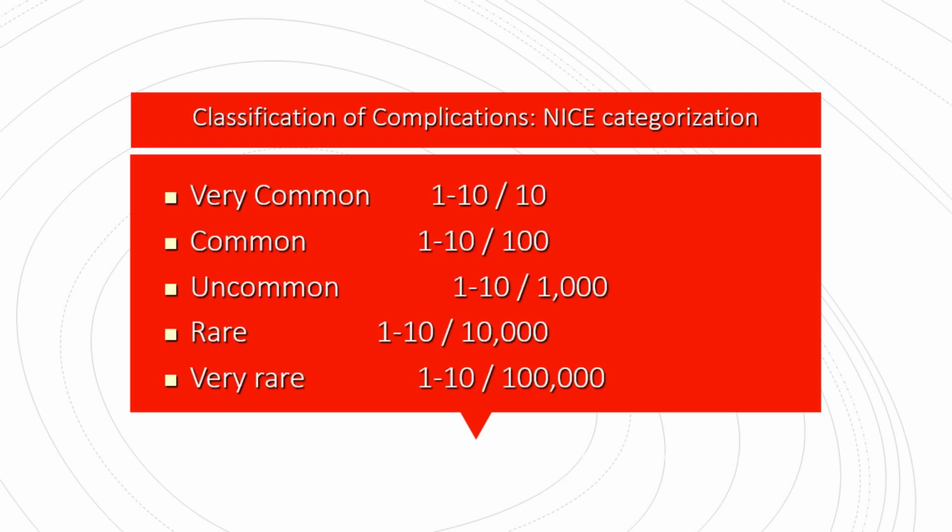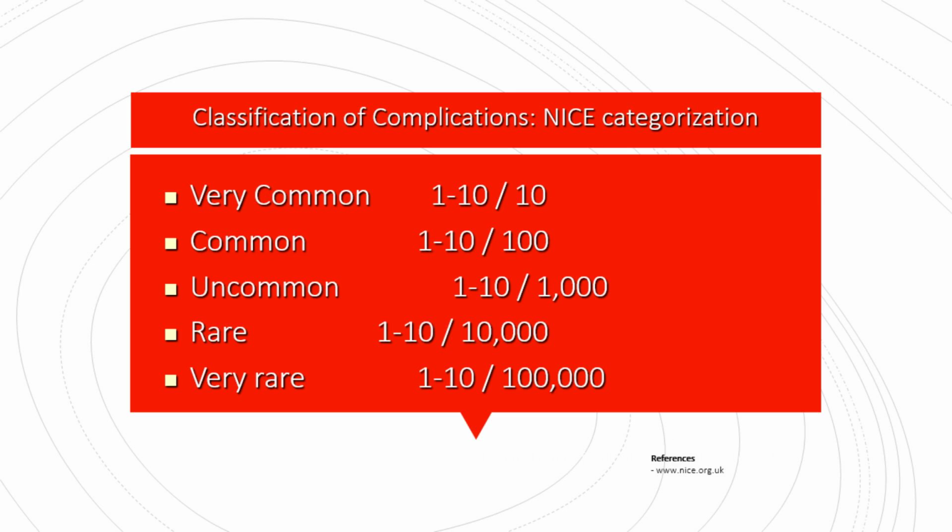Some important and useful classifications include language such as common or uncommon, major or minor complications, immediate or delayed, or intraoperative versus post-operative complications. Another way of classifying complications is using the NICE categorization system. This system relates a term to a number, as listed here.